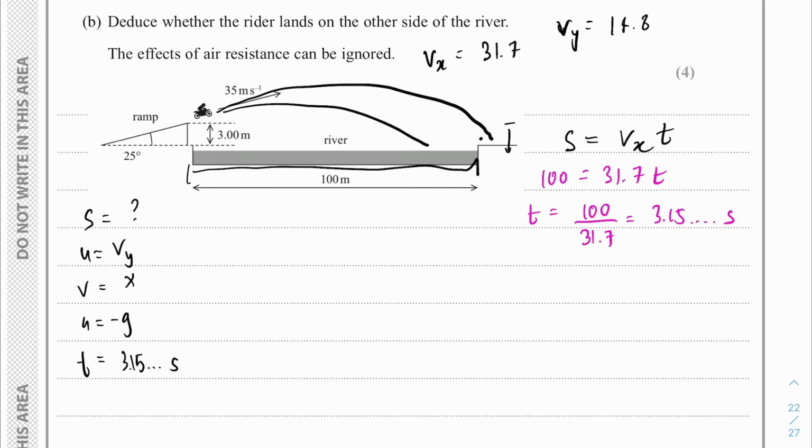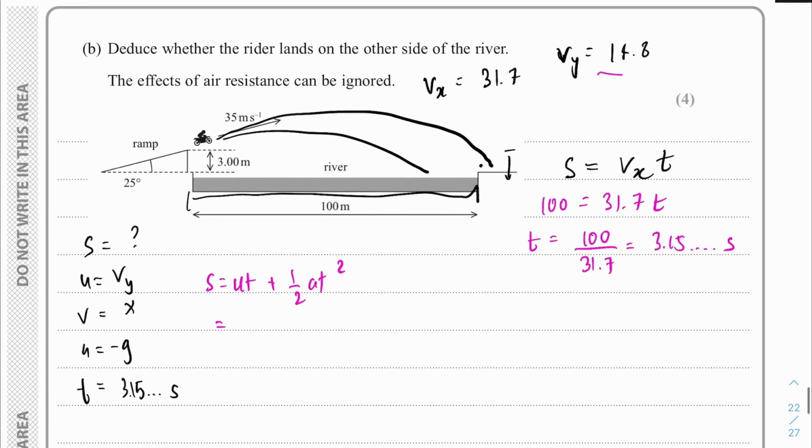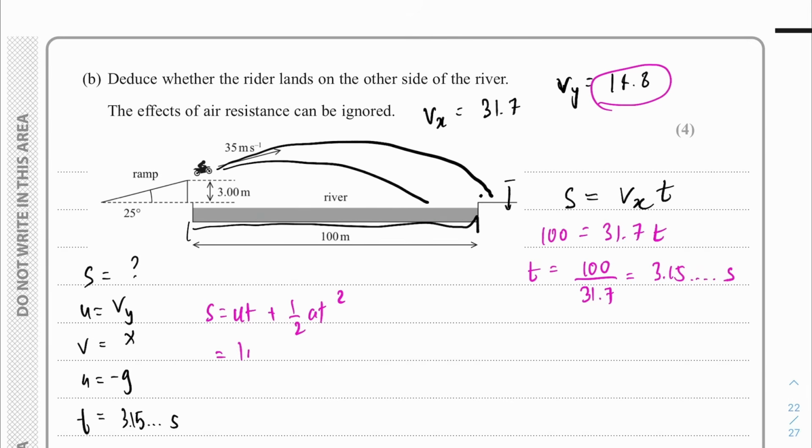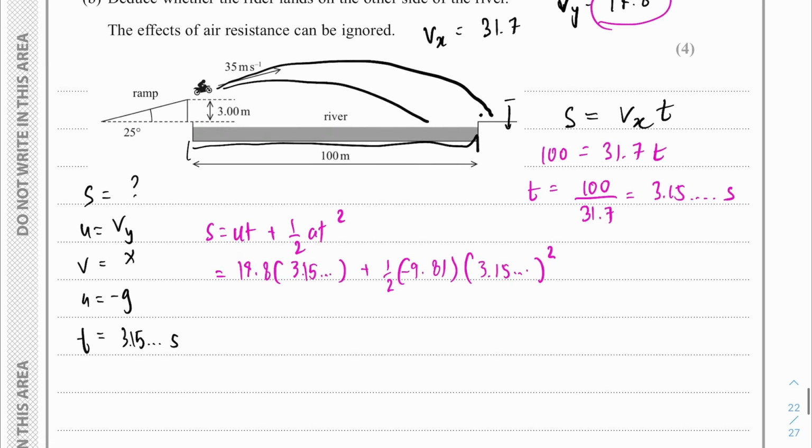So what equation do we use? We can use S equals UT plus half AT squared. So we use Vy, which is 14.8, multiplied by 3.15, plus half times negative 9.81 times t squared, which is 3.15 long decimal squared, which you just use in a calculator. And then what do we get? We get negative 2.12 meters. So that means he went down 2.12 meters by the time he reached 100 meters. So 3 take away 2.12 meters.